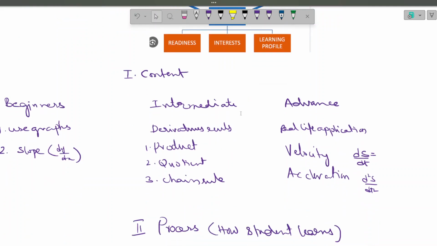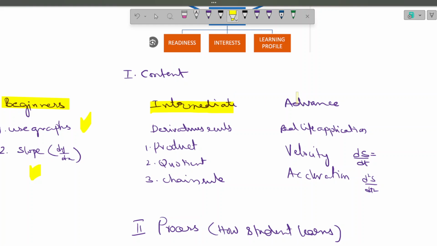First, the content. You have to divide the students into three types. Always you have to have three types of work for them. For the beginners or the slow learners, your special needs students come into this category. Your special needs students and your socially promoted students, they all come in this category, beginners. To teach them, you need the graph and you have to explain the slope, what is the slope, all of that. For intermediate learners, you have to teach derivative rules.